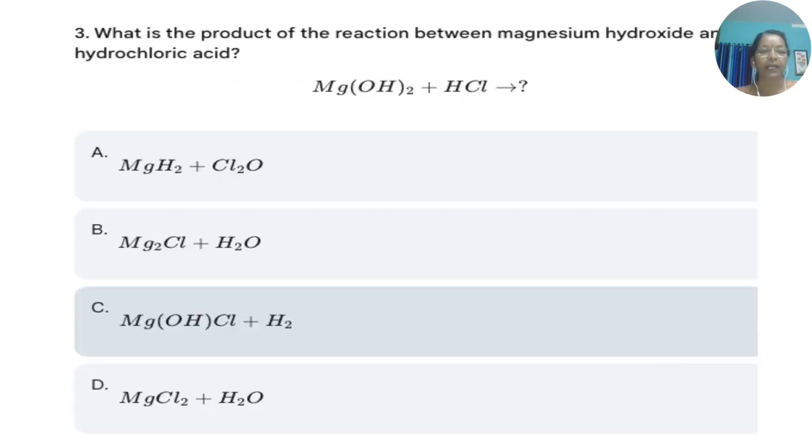Okay. Next question. What is the product of the reaction between magnesium hydroxide and hydrochloric acid? It is a base and an acid. Acid-base neutralization reaction. We are expecting salt and water. Here the formula of magnesium chloride is wrongly given in the other options. Here it is salt and water, and the formula is correct also. So the option D is the correct answer.